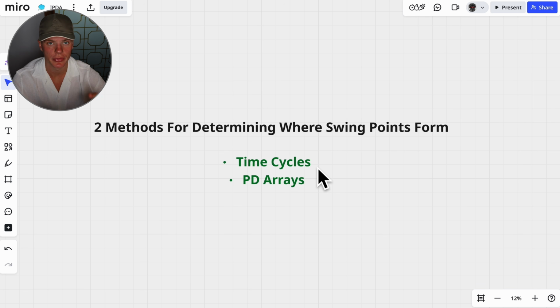There are two methods for determining where swing points are going to form. We either pay attention to time cycles or we pay attention to PD arrays. These two methods are by far the most easy methods to understand. And during this lecture, I'm going to be sharing with you everything you need to know about both time cycles and PD arrays to know where the swing points will form within the markets.